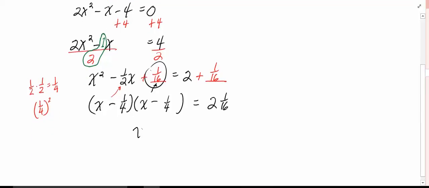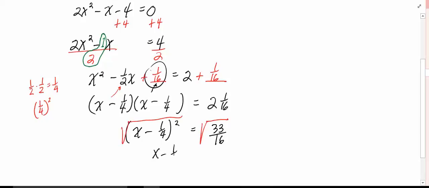Now let's consolidate. Now I am going to make this a top-heavy fraction, so that's 32 plus 1 is 33 over 16. In other words, an improper fraction. Now I'm ready to take the square root of both sides. When I do that, that frees up this. That creates a plus or minus square root of 33 over a 4, because the 4 is able to come out of the radical.